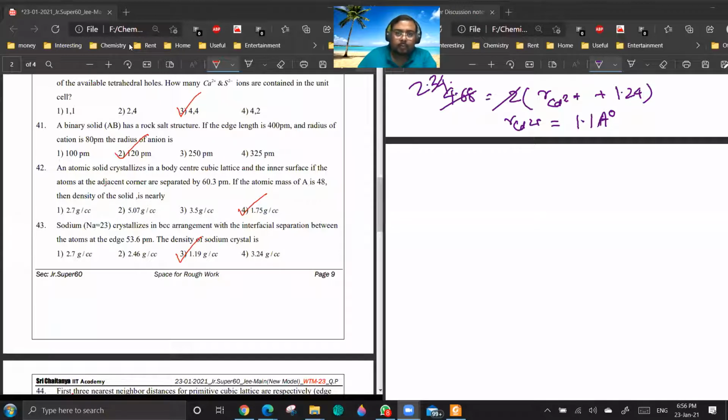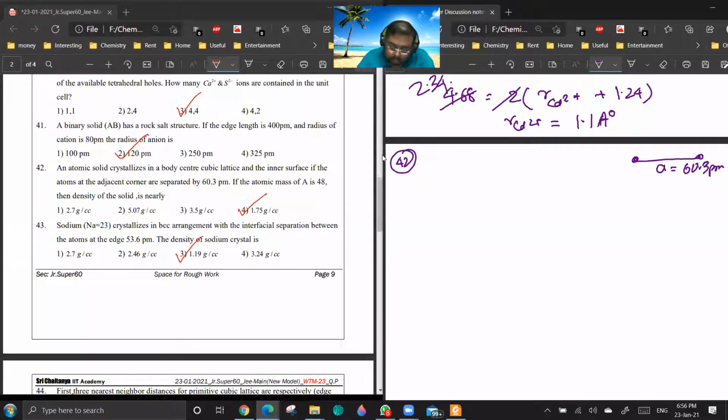In 42, the question is: an atomic solid crystallizes as BCC, and the atoms at adjacent corners are separated by 60.3 picometers. Adjacent corners means like this, yes or no? Yes, sir. So A is what? 60.3 picometers.